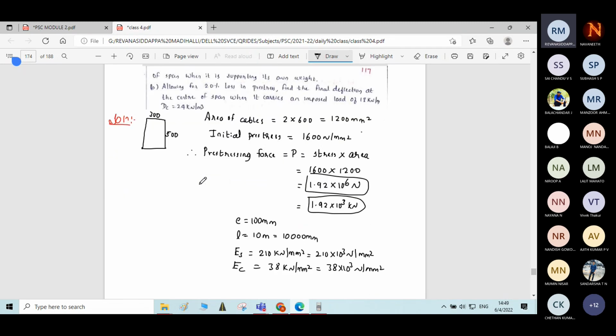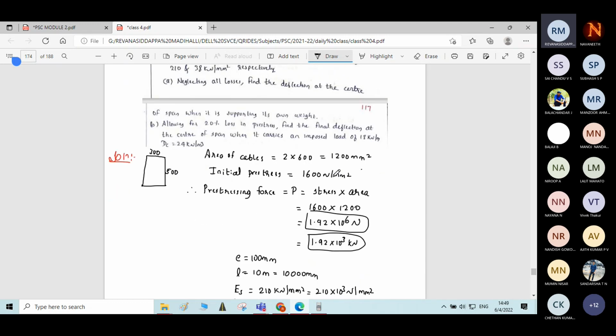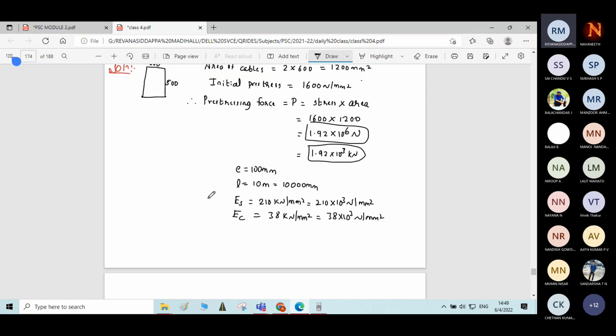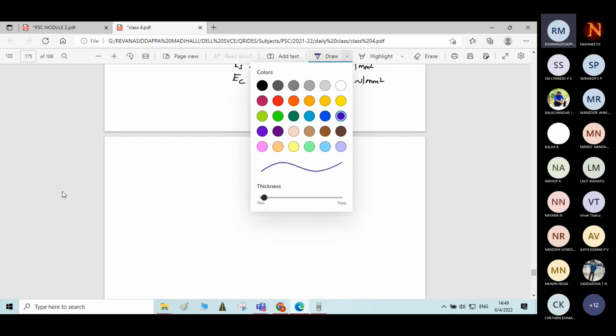It is almost similar to the previous problem only, correct? But the loading condition given here is different. It is carrying an imposed load of 18 kN per meter. Okay, UDL is given. Follow the same procedure whatever you have followed for the previous problem. First you find deflection due to self-weight, or deflection due to dead load.